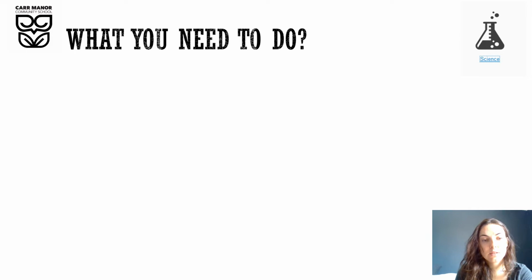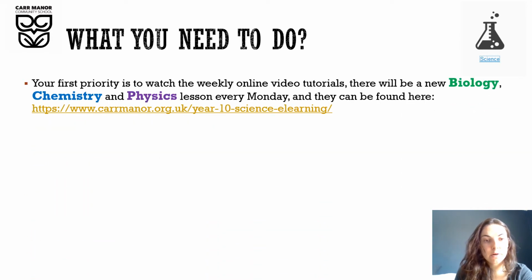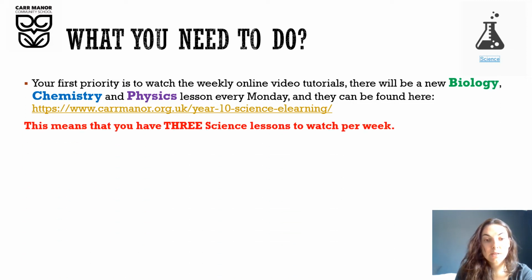So what do you need to do? Your first priority is to watch the weekly online video tutorials. There will be a new biology, chemistry and physics lesson every Monday, and they can be found at the school website, under e-learning in Year 10. This means that every week you're going to have 3 science lessons to watch.